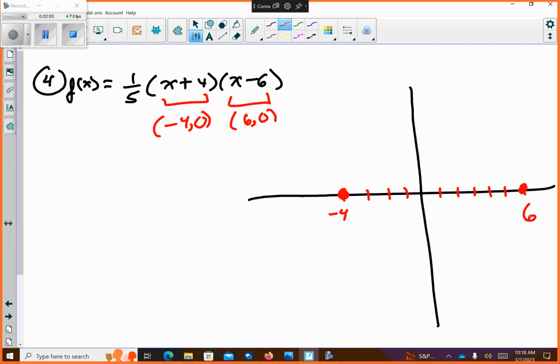Okay? Now, I'm not worried about the 1/5 right now. What the 1/5 really does to a parabola, because it's a fraction that's between 0 and 1, is make our parabola fat.